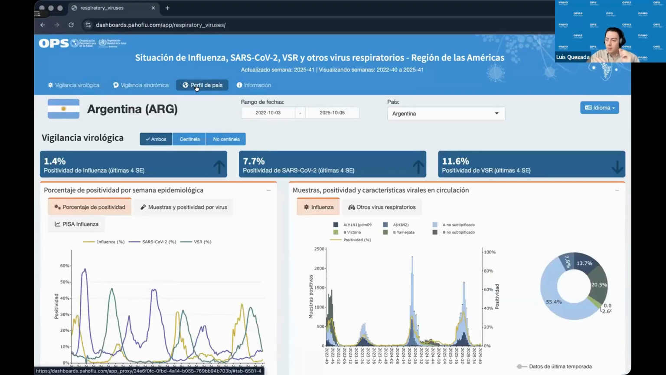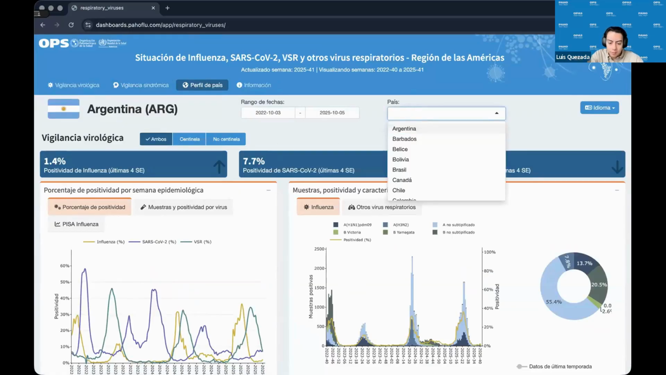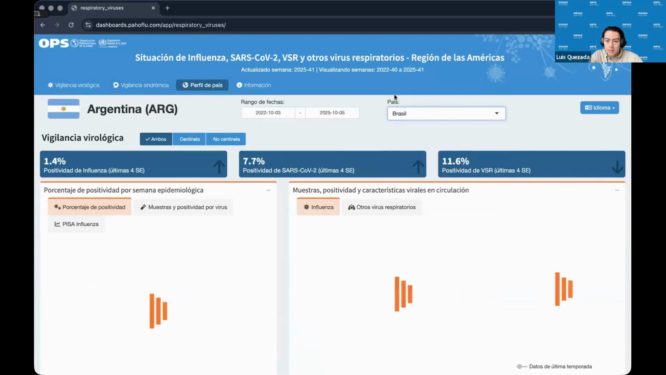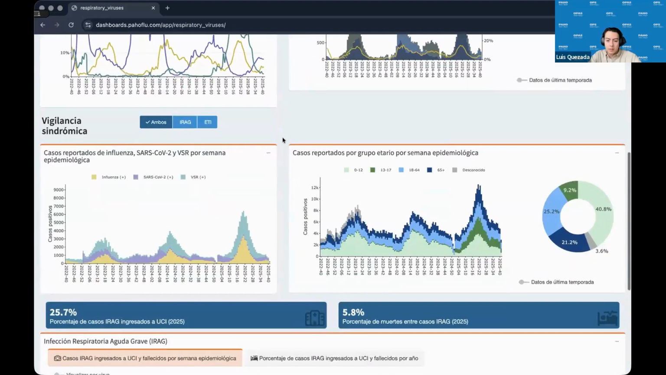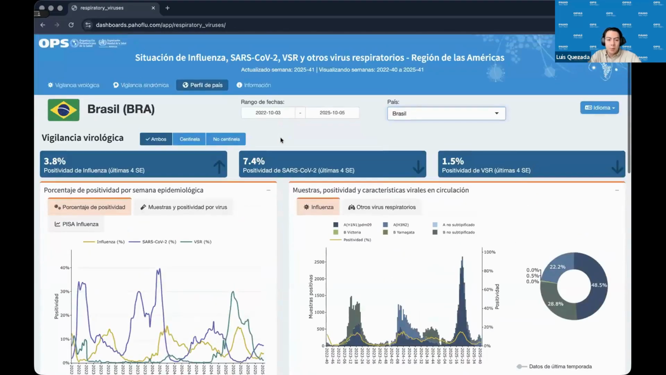This has been designed to integrate the virological and syndromic data in a single panel. We can therefore choose a country and look at the corresponding data in an integrated manner. For instance, let's choose Brazil in our filter, and all the visuals in this section will provide data for Brazil. As you may see, there is a subsection for virological surveillance. We can use sentinel, non-sentinel, or both.